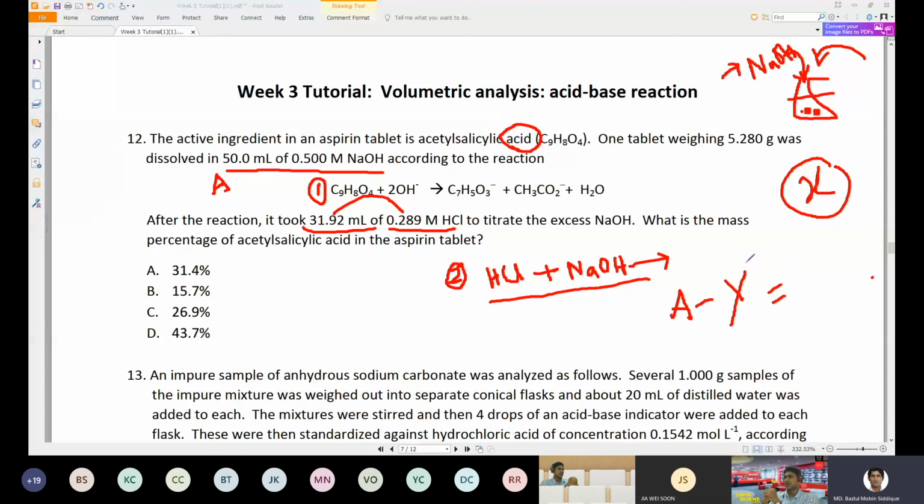So is there any question? Is this clear? All right. I hope that is clear. Nobody. Okay. And from this we found it to be 26.9. The answer is 26.9. All right. So question number 13. Any question? Yes. Initial minus excess. Yes. Back titration.